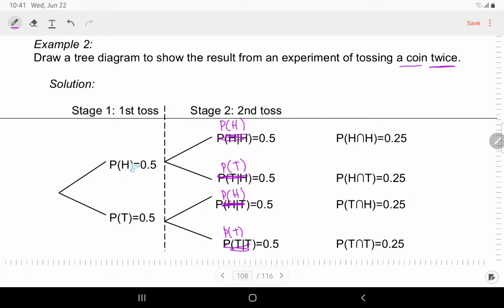And then PH dengan PT. Jadi PH intersect T. Okay, 0.5 darab 0.5 akan jadi 0.25. Ini pun samalah, dekat sini kita akan dapat PT intersect PH. Okay, PT intersect H. Ini PT intersect T. Okay, so itu cara nak buat tree diagram untuk yang ada dua event.